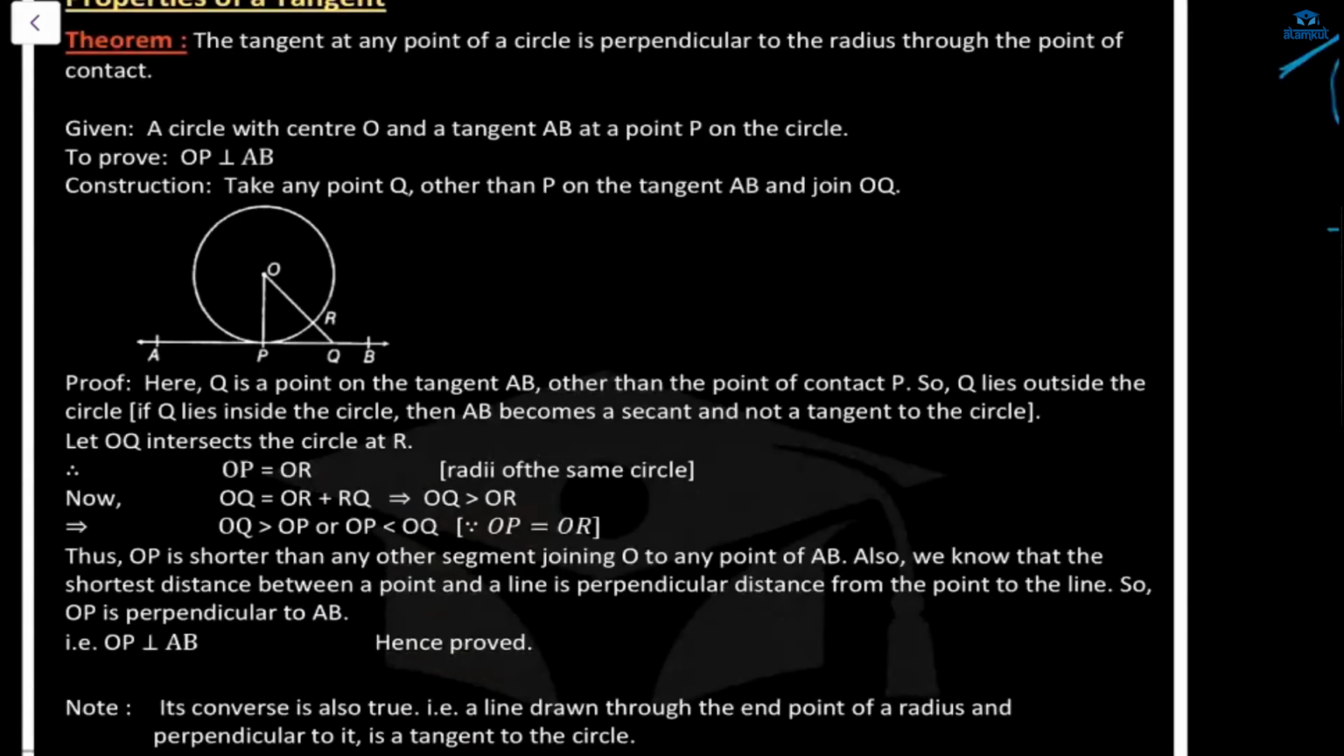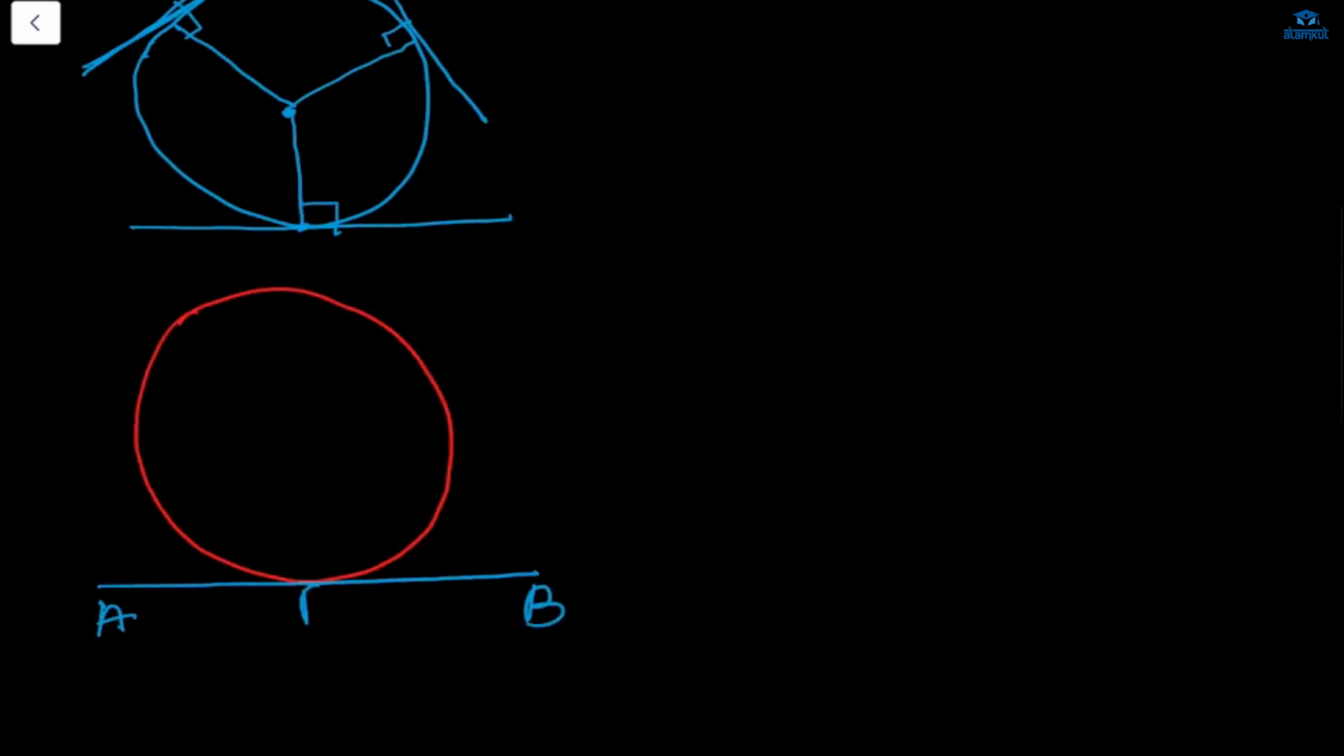Now here the given is a circle with center O and a tangent AB at point P on the circle. So a circle is given with center O and a tangent AB which is touching the circle at point P. This is given to us. Now the construction that we are doing: A, B, this is P, the center, and this is your radius.